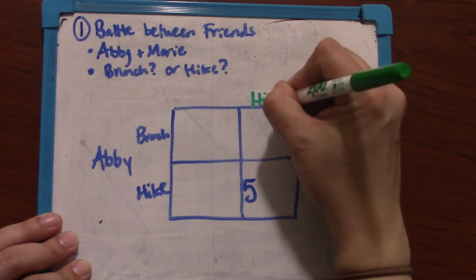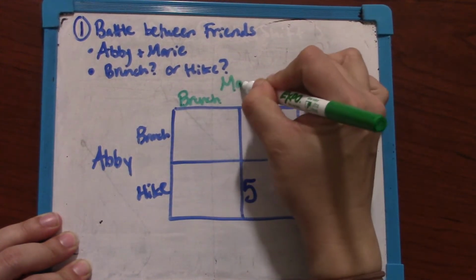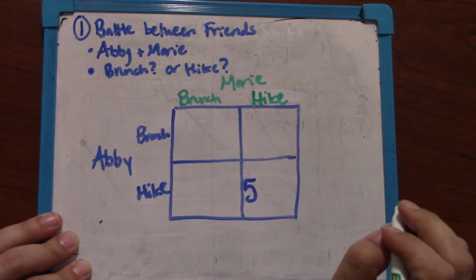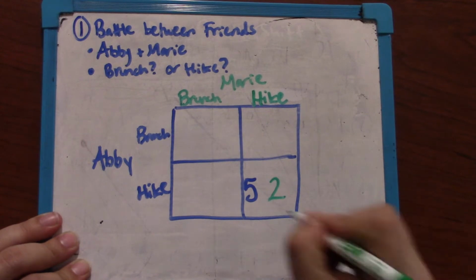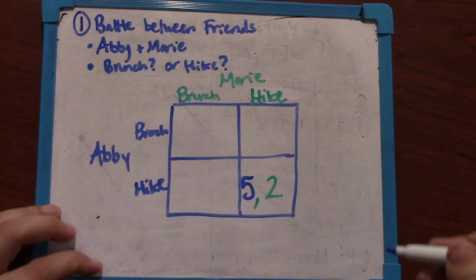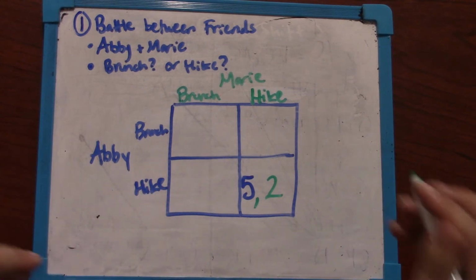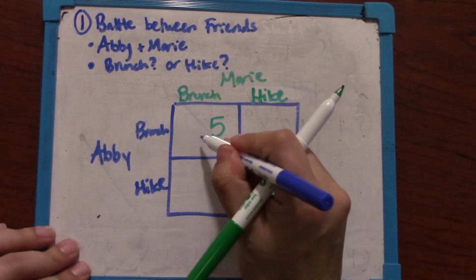Marie is also choosing brunch or hike. She's player 2. She doesn't really like hiking, but she likes being with Abby. So if they go hiking together, she gets a 2. Now Marie really loves going to brunch. She's one of those people that reads up on the hottest new brunch place.